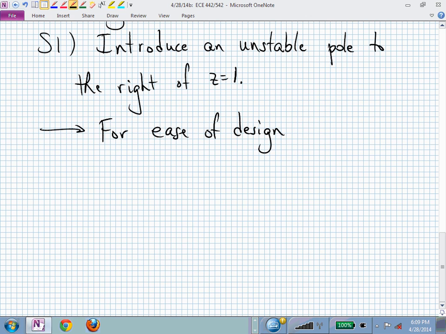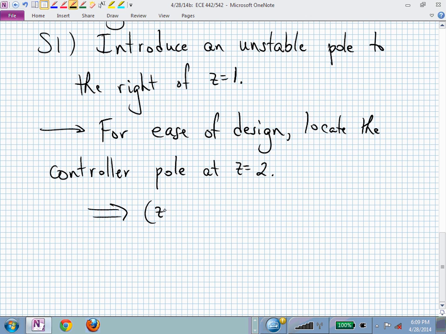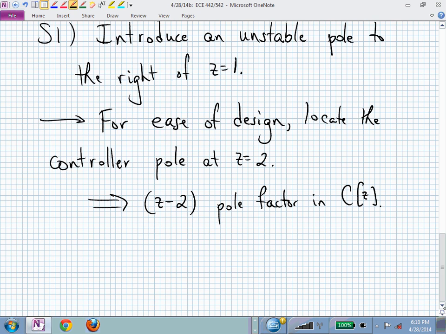For ease of design, let's locate the controller pole at z equal 2, which means we have a z minus 2 pole factor in our controller, C of z. What does that produce?